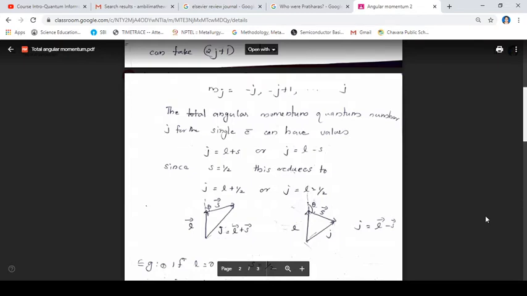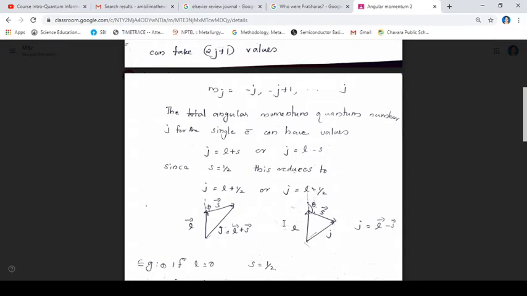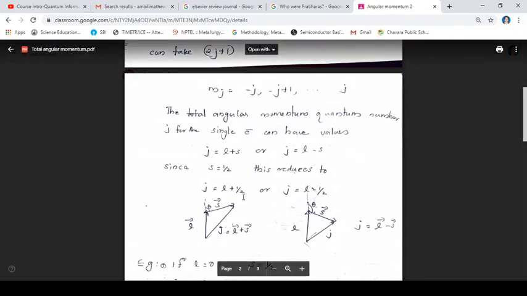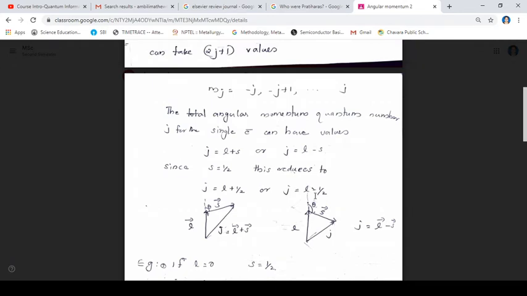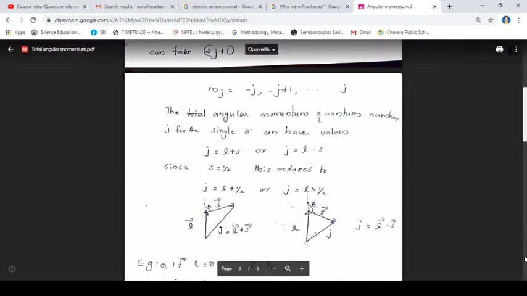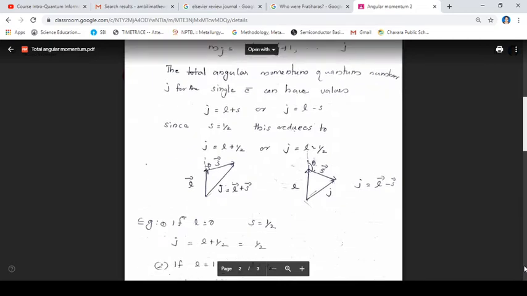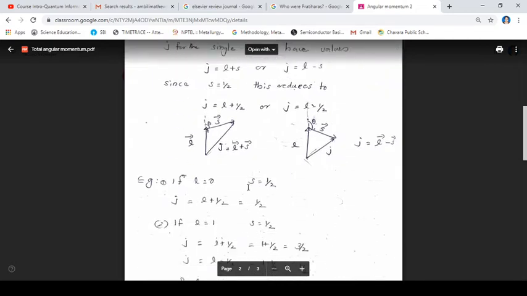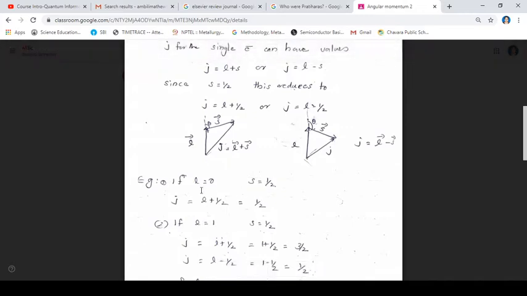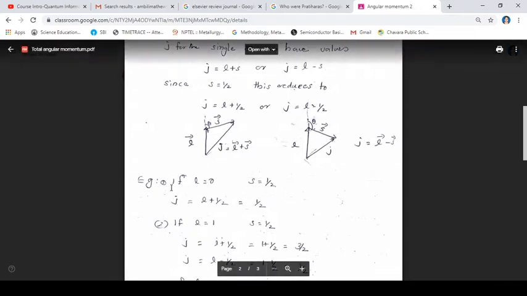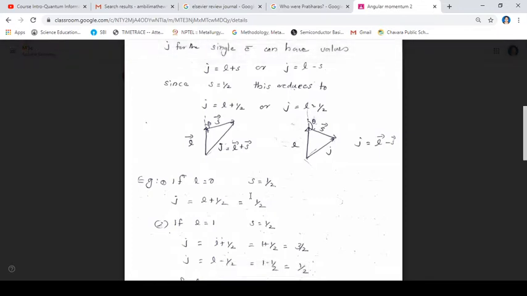Now, S is equal to half, so this reduces to J is equal to L plus half or J is equal to L minus half, that is shown here. Now, we'll consider an example for clarity. Example 1: suppose L is equal to 0, then S is equal to half, then for the electron J is given by L plus half, that means 0 plus half, and 0 minus half also will give you the same result. So J will be only half.